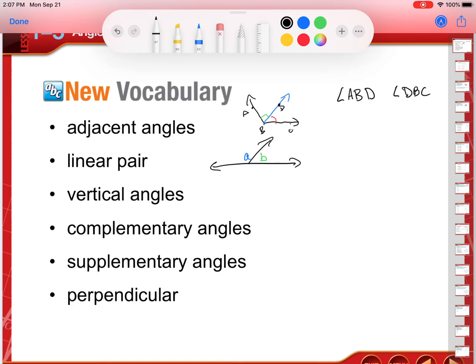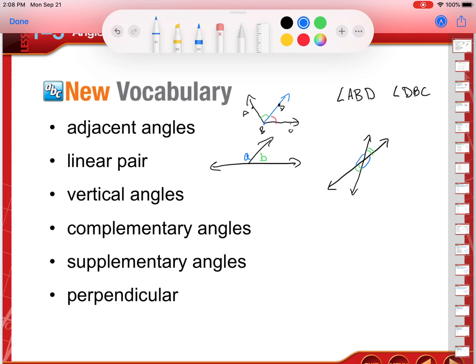Vertical angles are when you have a pair of intersecting lines, like that. Then our vertical angles would be like these two. So they're the ones straight across from each other. And the important thing about vertical angles is that they are always equal. So they have the same angle measure every single time.